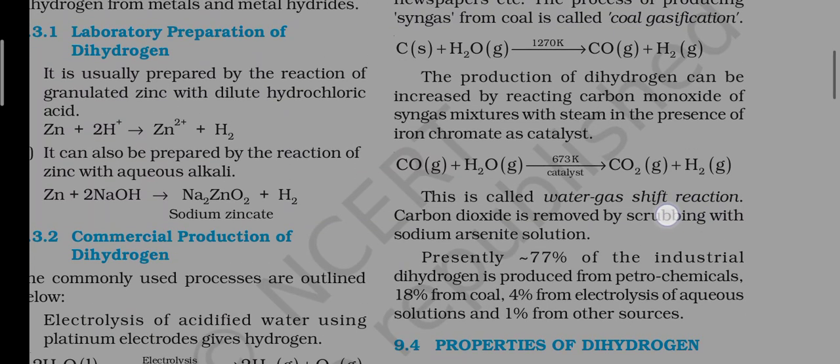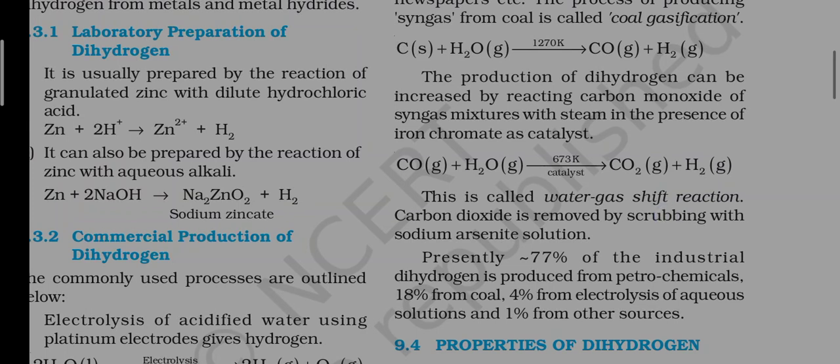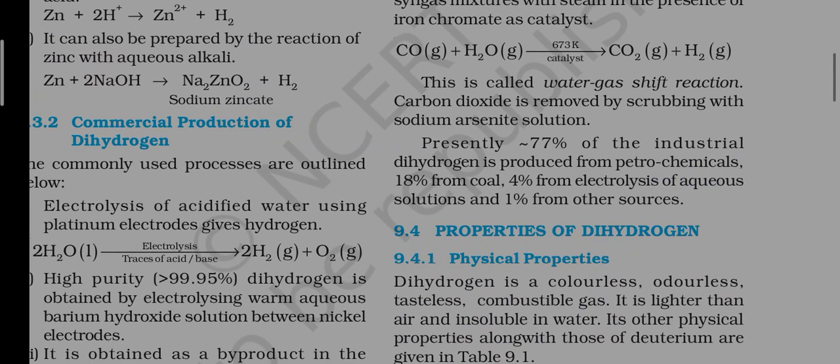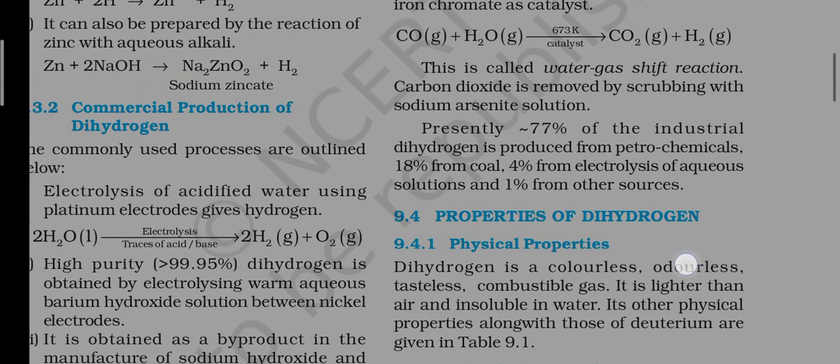The production of dihydrogen can be increased by reacting carbon monoxide of syngas mixture with steam in the presence of iron chromate as catalyst at 673 Kelvin temperature. This is called water gas shift reaction. Carbon dioxide is removed by scrubbing with sodium arsenite solution.